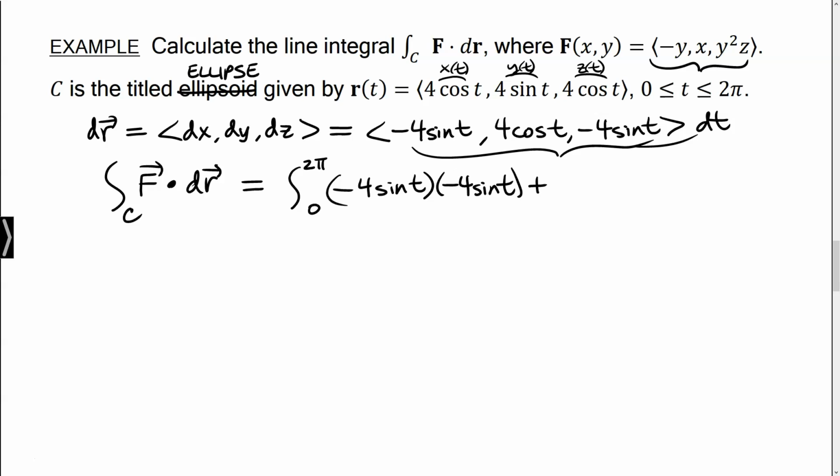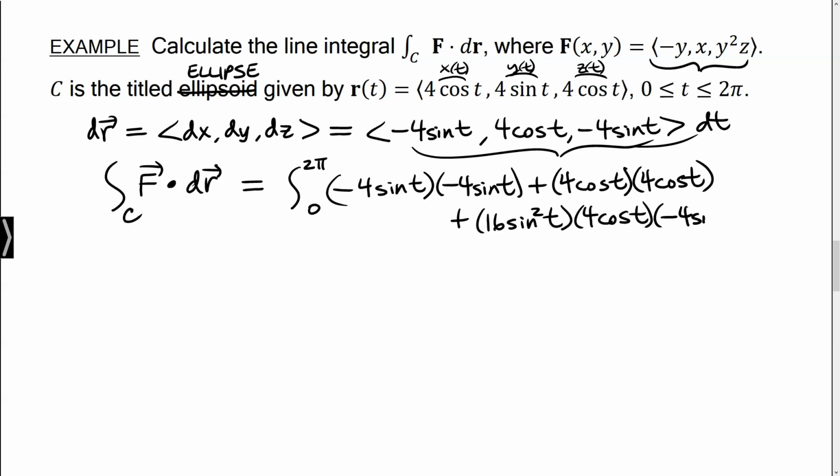Plus, now I've got x dy. Okay, so x is 4 cosine. dy is also 4 cosine. Plus, and then I've got y squared z. Well, y squared is 16 sine squared. z is 4 cosine. And then dz is a minus 4 sine. All right. And it's all of this dt.